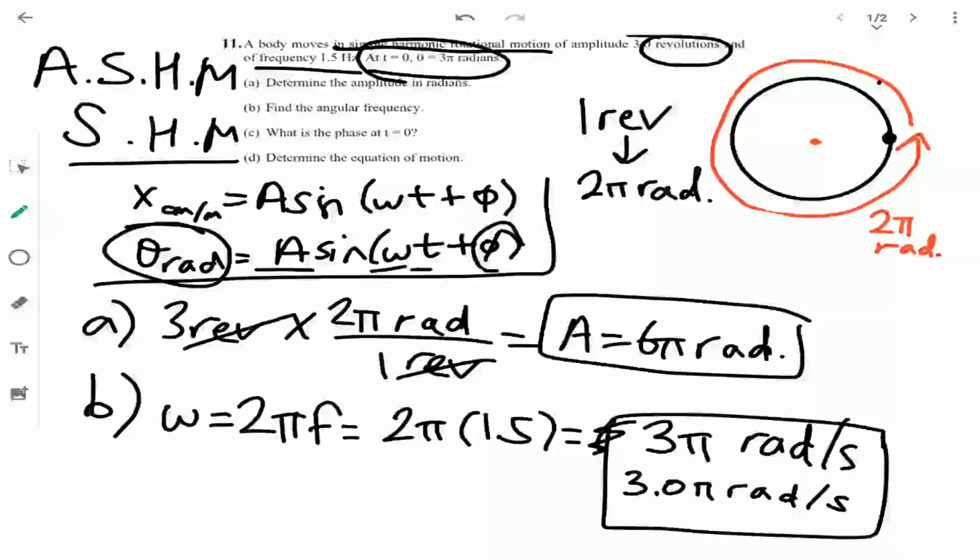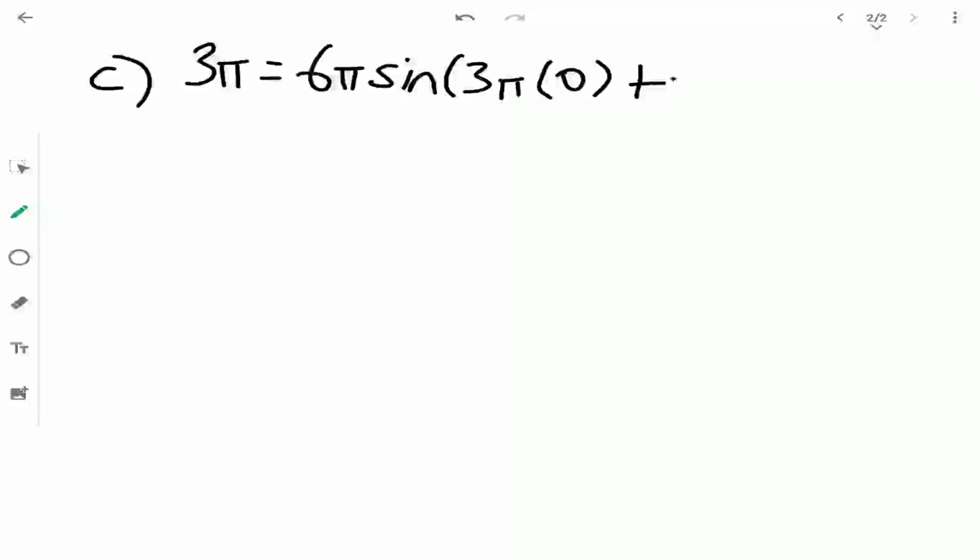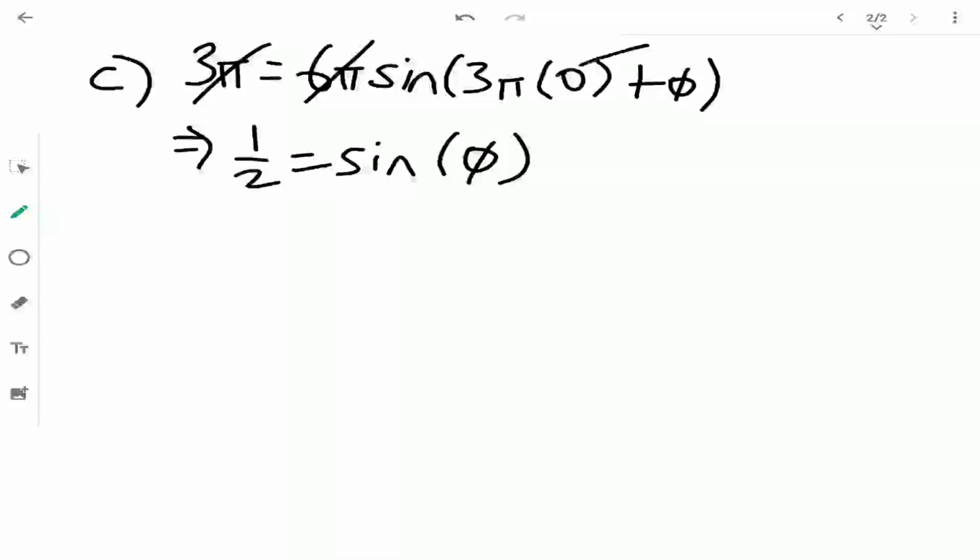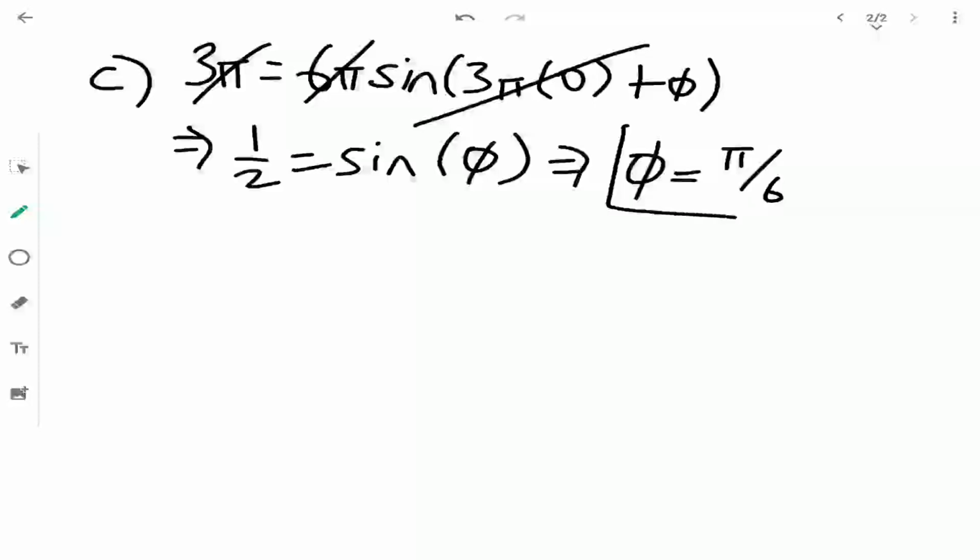So using this equation, we get 3 pi equals 6 pi sine of 3 pi times 0, because they want at time 0, plus phi. Well, let's simplify. This becomes half. So half equals sine phi, because this whole thing cancels out. Now let's do shift sine half. Again, make sure your answer is in radians, and you have to get pi over 6. You get 30 degrees, you have to convert, and then you get pi over 6.